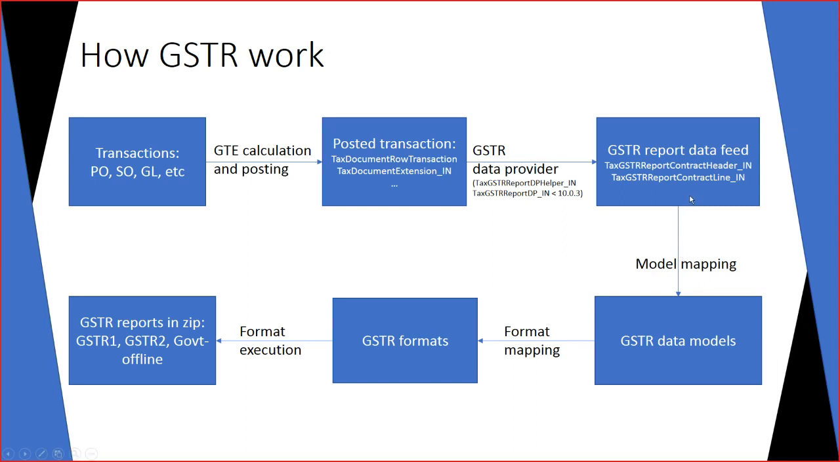Well, the working mechanism here is we will use these two classes to provide the data, and then through the model mapping, after model mapping is executed, all this data will be represented as GSTR data models, which we will see in detail from the GSTR data model configuration. Okay, and then all of the data of a GSTR data model will further be mapped to GSTR format through format mapping.